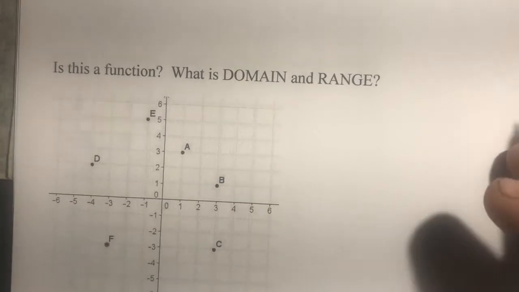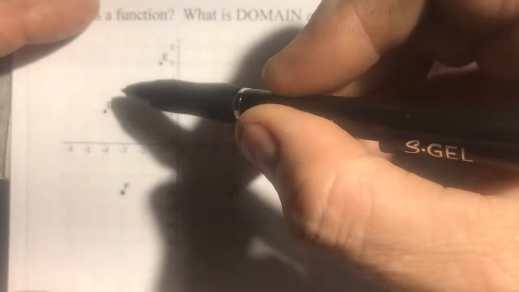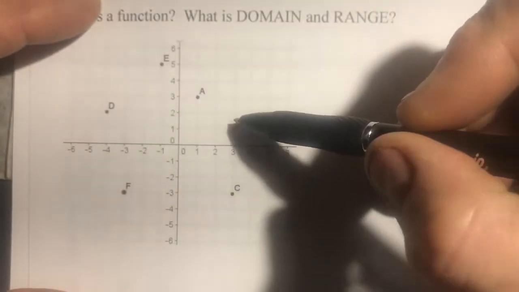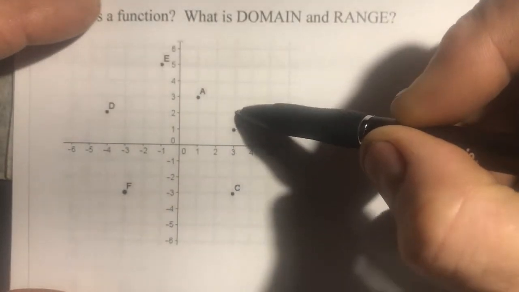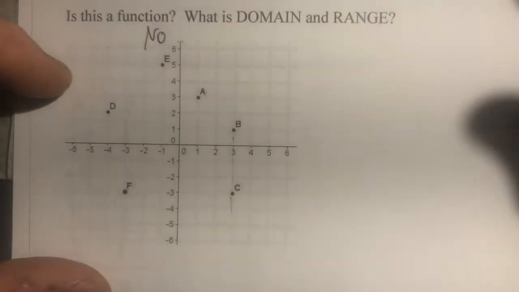Okay, here's another one. Is this one a function? Okay, look for where you can draw a vertical line and hit 2 points. Right here, look here. A vertical line would touch those, so no. It's not a function.